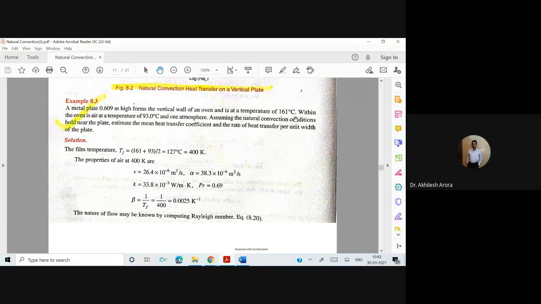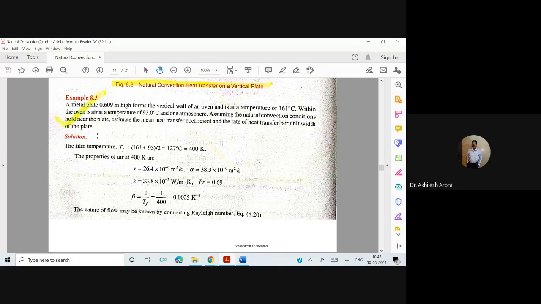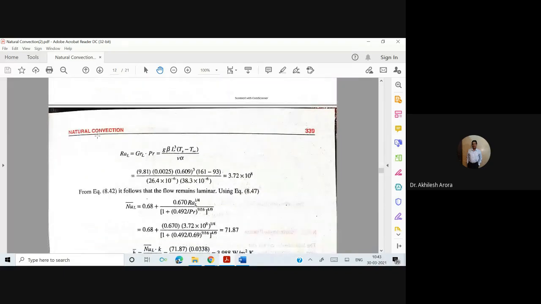Assuming the natural convection conditions hold near the plate, estimate the mean heat transfer coefficient and the rate of heat transfer per unit width of the plate. So quite simple. You can go for any of the correlations which you have studied. Here they have used this equation.